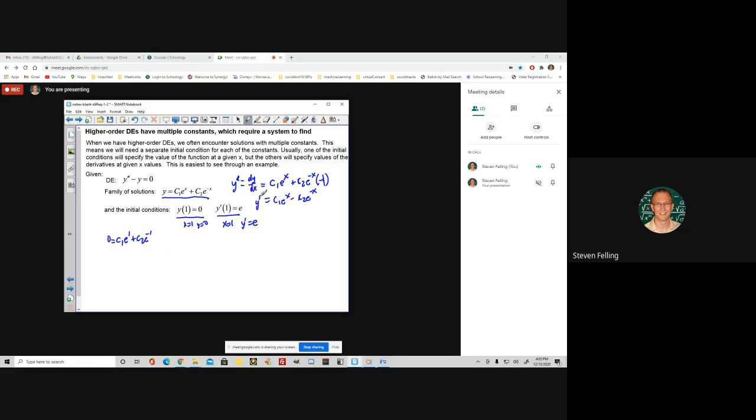So y prime, let me just do it right here actually. y prime is e whenever x is 1. So e to the 1 minus c2 e to the negative 1. And that gives me a second equation.